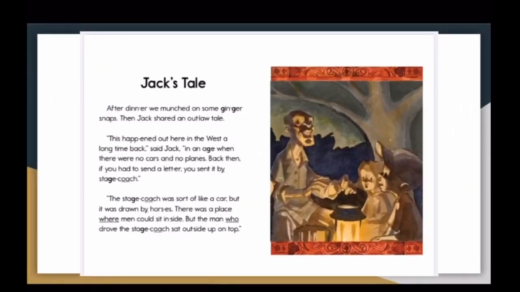Jack's tale. After dinner, we munched on some ginger snaps. Then Jack shared an outlaw tale. "This happened out here in the West a long time back," said Jack, "in an age when there were no cars and no planes. Back then, if you had to send a letter, you sent it by stagecoach. The stagecoach was sort of like a car, but it was drawn by horses. There was a place where men could sit inside, but the man who drove the stagecoach sat outside up on the top.